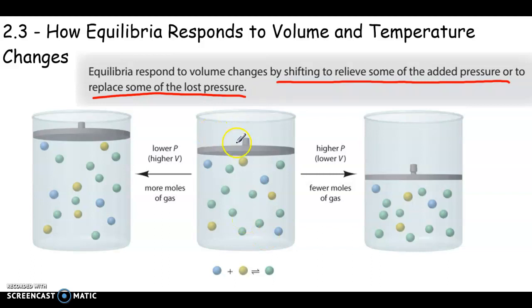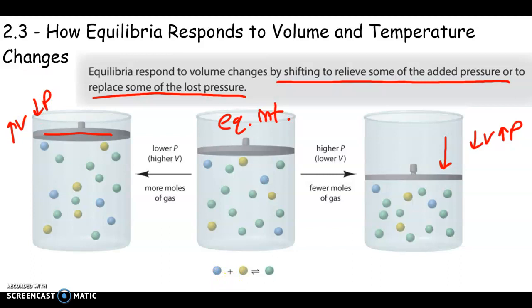Okay, so here's an example. So this is a container. Everything in here is a gas, right? So we have blue and yellow gas reactants making a green gas product. So here is our standard pressure in the middle. So this is like the initial equilibrium. And then we can see what's happening where we push down the volume space, right? So we have lower volume, higher pressure. Or moving to the left here where we can see that this piston has been raised, which means that we have a higher volume or a lower pressure.